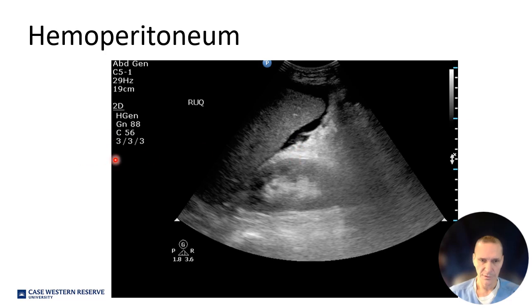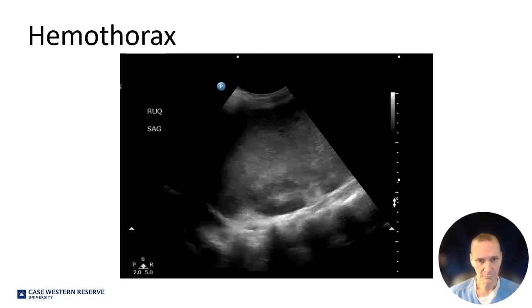Hemoperitoneum here, so patient's head, patient's feet. We know we're in abdominal mode because of the indicator here. Reminder, this is your depth marker. Spine's here, the kidney's here. This is the liver. Here's blood in Morrison's pouch all around here. So this is a positive FAST exam. Here's a hemothorax. So liver here, the spine, and note again how the spine carries through. There's fluid right here.